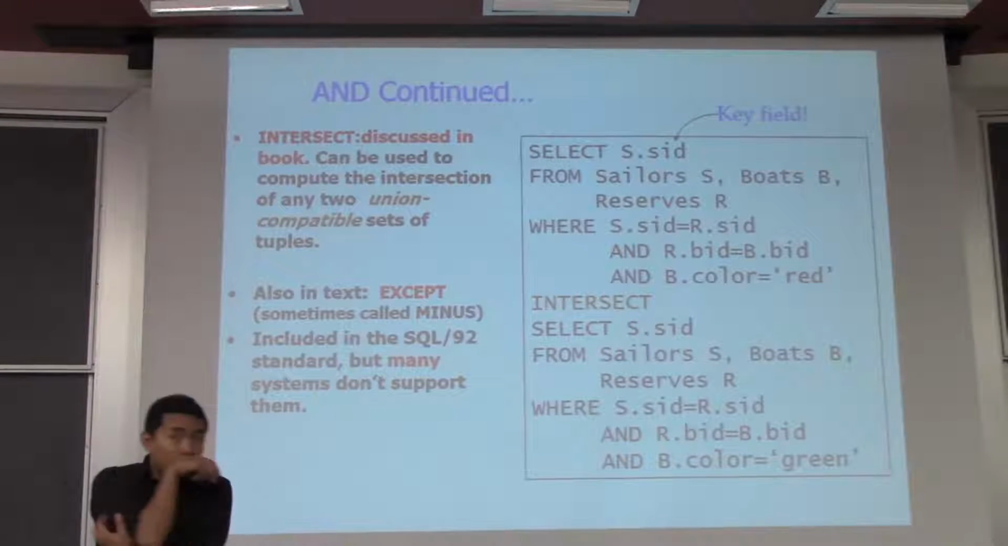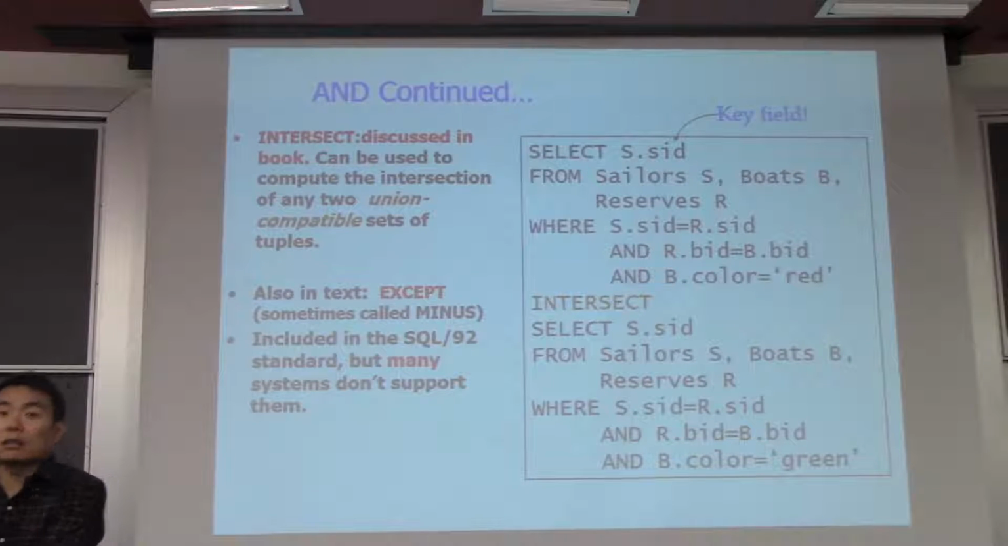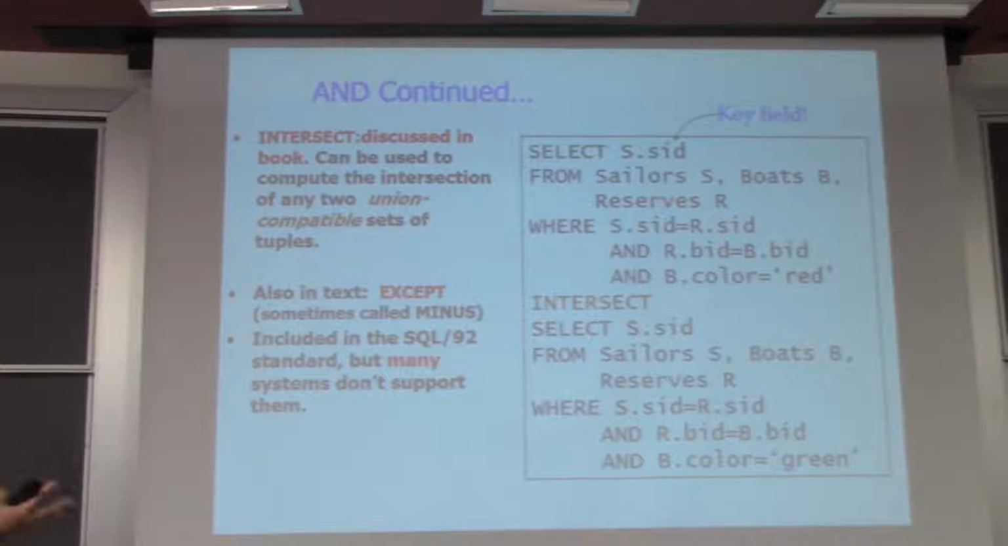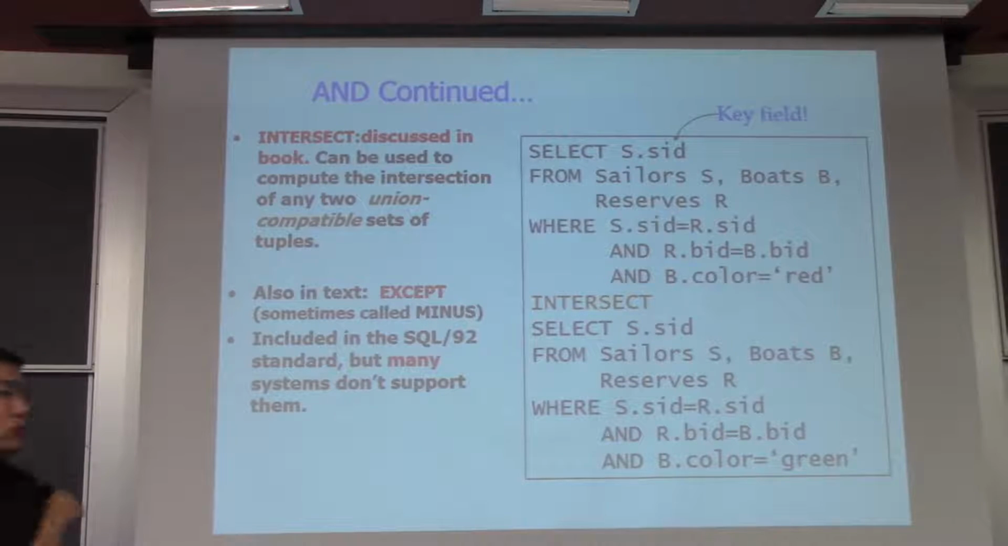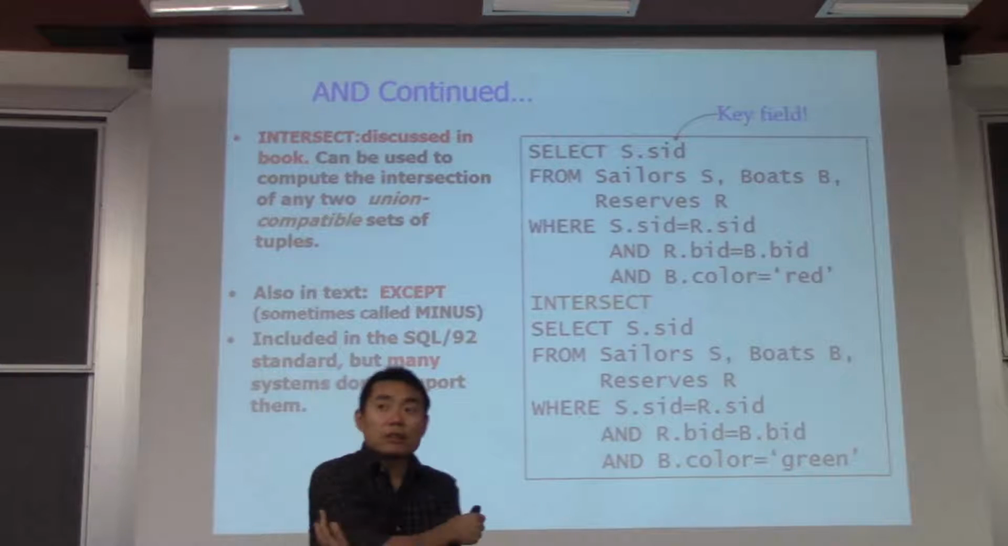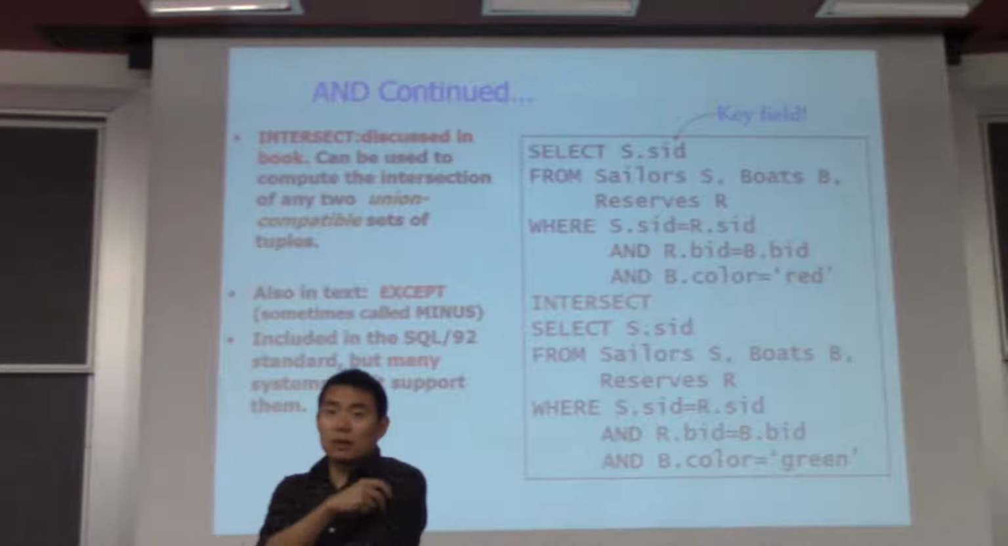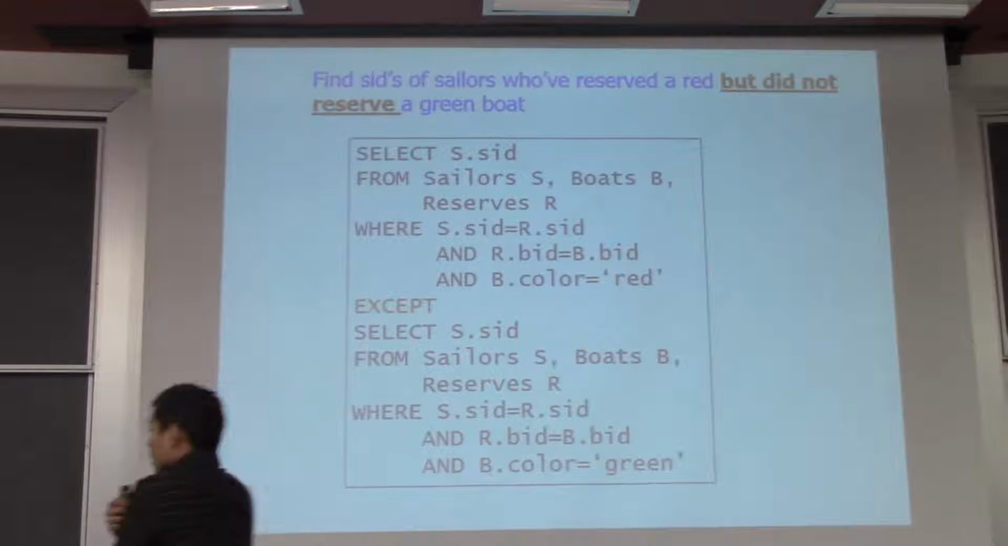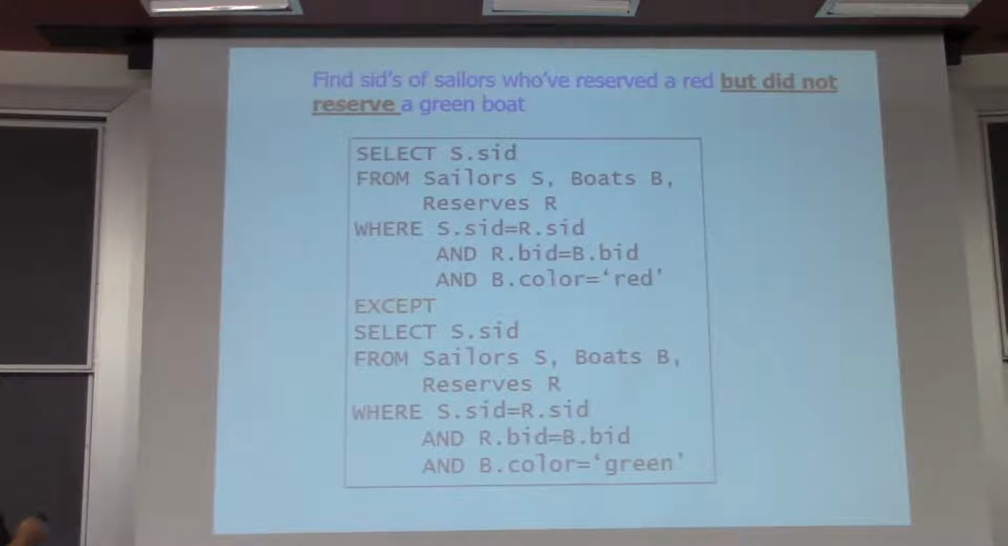Or if the keyword INTERSECT is available, you can simply use INTERSECT and run two separate SQL queries and find the sailor IDs that appear in both results. That will give you the sailors who reserve both a red and a green boat.